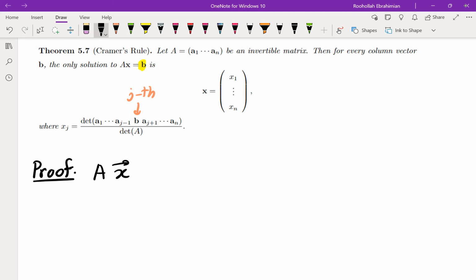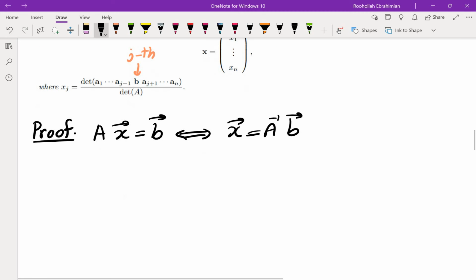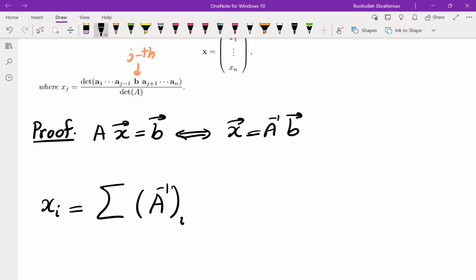So AX equals B, I know that A is invertible. That is the same as X equals A inverse B, because we could just multiply both sides by A inverse and we get X equals A inverse B, and we could also go backwards. So these are the same thing. Now let's just use the formula that we had for A inverse. So xi, the ith entry, would be the sum over l equals 1 to n of the il entry of A inverse, multiplied by bl.